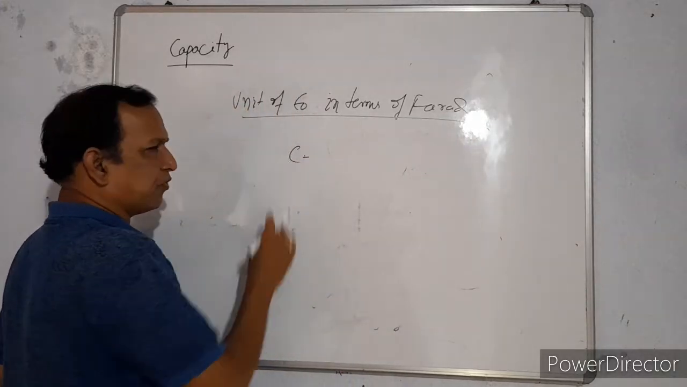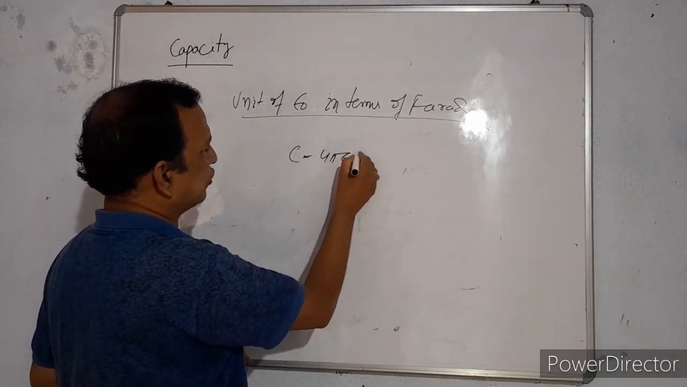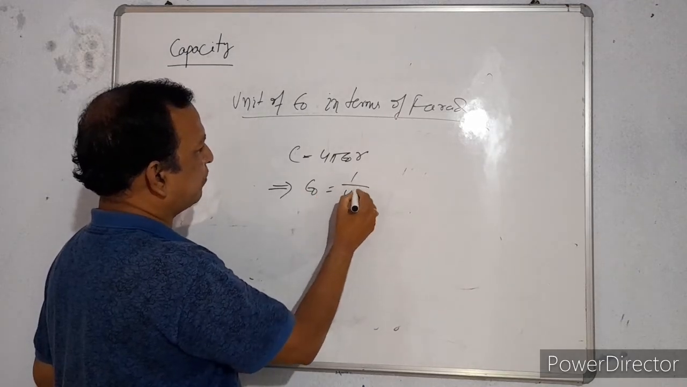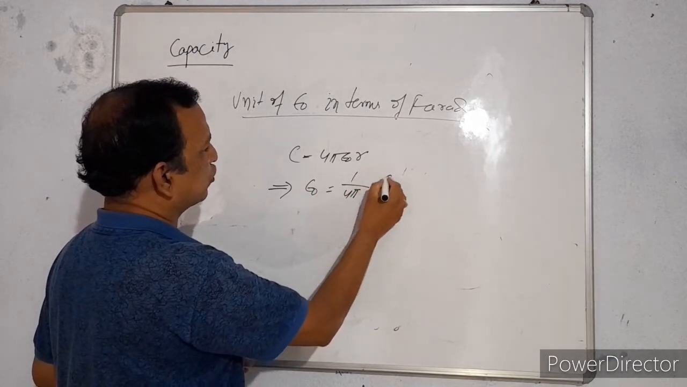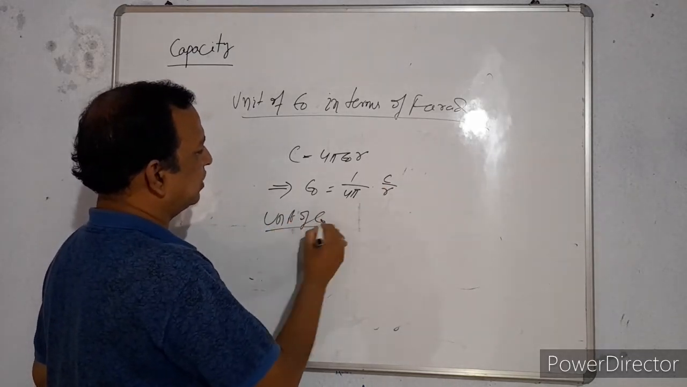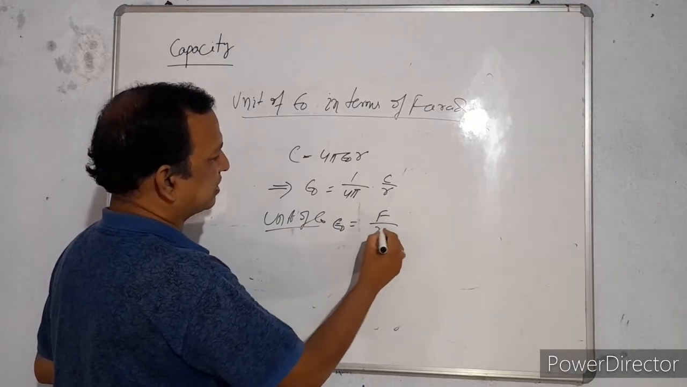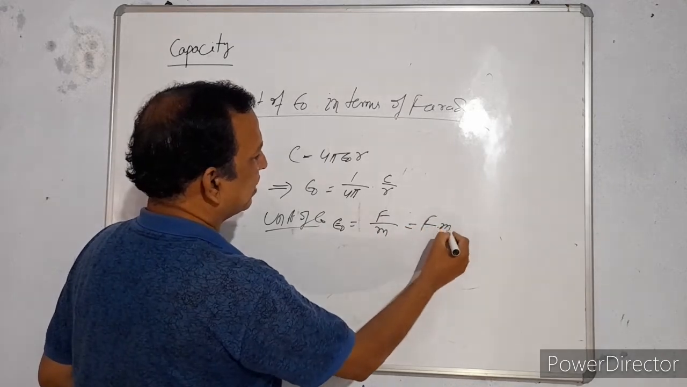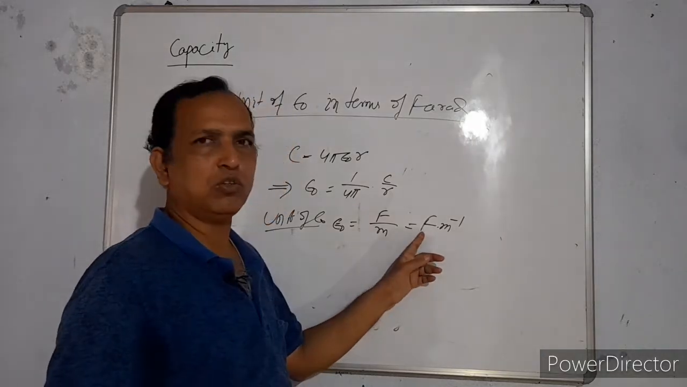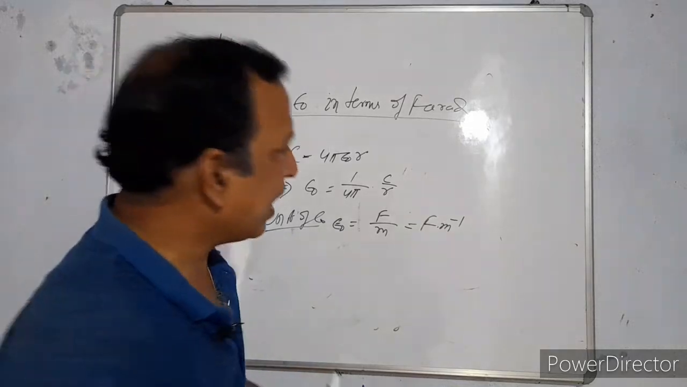In case of an isolated sphere, C is equal to 4 pi epsilon 0 R. So this implies epsilon 0 is equal to 1 by 4 pi into C by R. The unit of epsilon 0: C means farad, R is meter, so farad meter inverse. This is the unit of epsilon naught in terms of farad, farad meter inverse. Now the capacity of earth.